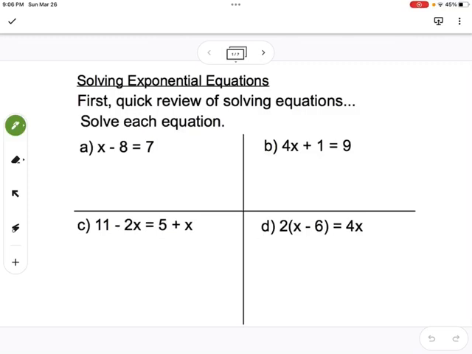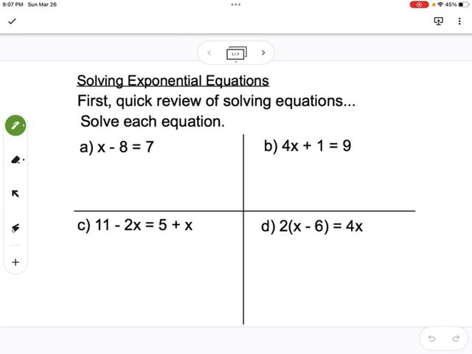Okay, so now that we have reviewed all of our exponent laws, we're going to be looking at solving exponential equations using those exponent laws. We always want to keep those in mind. So first we're going to do a quick review of solving equations because we're going to need this as we solve our exponential equations.